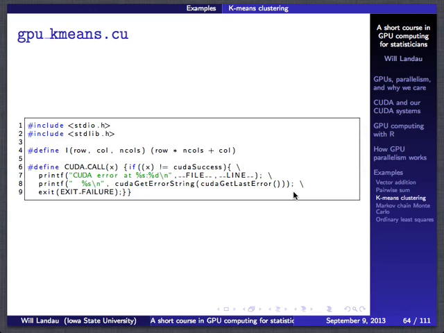You also want to have a macro for error checking. I've discovered errors in CUDA code that I would never have been able to diagnose had I not done error checking for allocating memory and writing memory back and forth. For CUDA memcopy and CUDA malloc, you need error checking always. And here's a little macro to do it. I call it CUDA call.